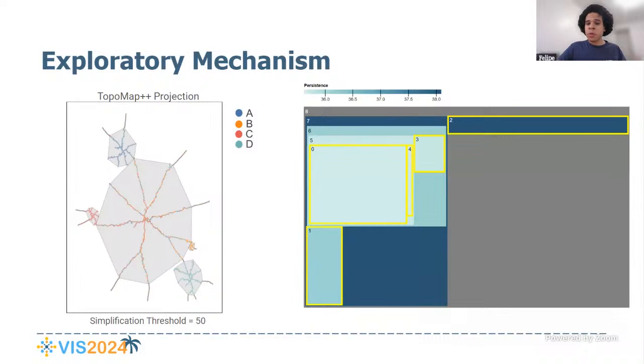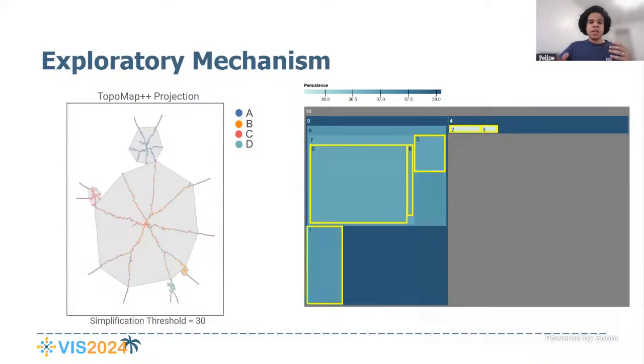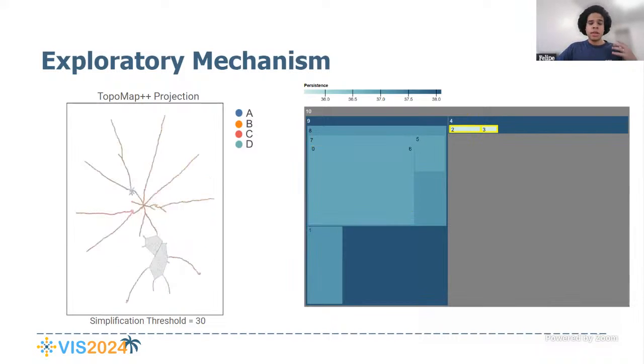To further explore the data, the user can reduce the simplification threshold to find fine-grained groups. If the user reduces the simplification threshold to 30, 2 smaller components appear in the tree map. Notice that the layout is almost the same, with the tree map helping to identify this difference. The user can use the tree map to highlight only these 2 components to investigate what they mean.